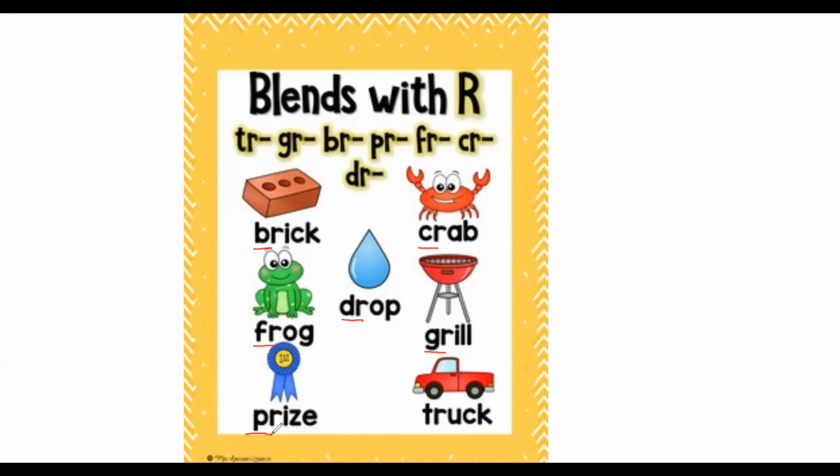PR makes the sound pr. So the word is pr, ize, prize. Pr, ize, prize. TR makes the sound tr, tr. So the word is tr, uck, truck. Tr, uck, truck. So brick, crab, drop, frog, grill, prize, truck.